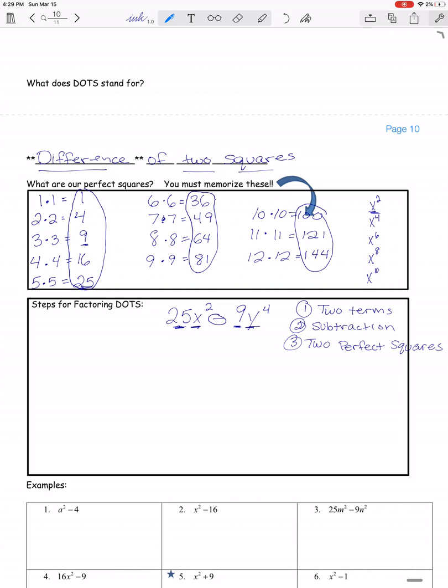So first step, you're going to write, I call this double bubble, so two sets of parentheses. One set will get a plus sign in the middle, and one set will get a minus sign in the middle. So that's step 1. Step 2, we are going to take the square root of each term.